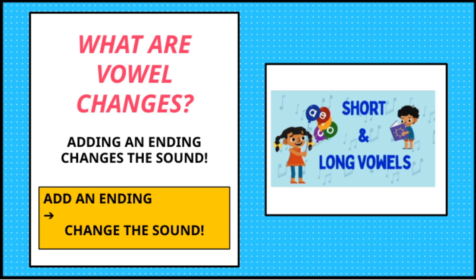Now, what are vowel changes? Essentially, vowel changes happen when the vowel sounds within words shift, especially when we add something like an ending. These changes are important because they help us understand how words evolve and how pronunciation can be affected by different endings. Throughout this presentation, keep in mind that understanding how adding endings can alter sounds is key to mastering pronunciation and spelling patterns.